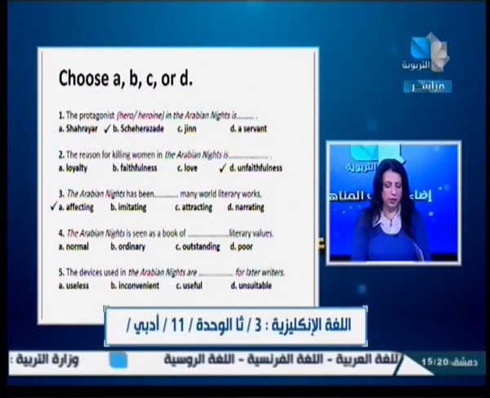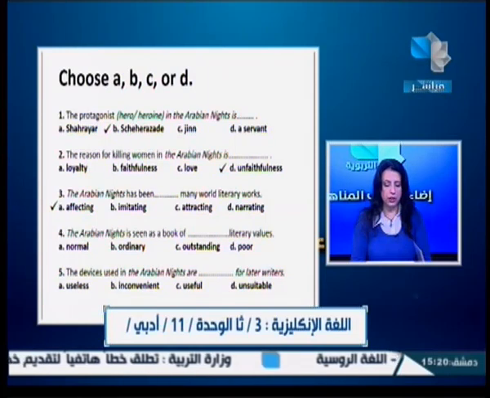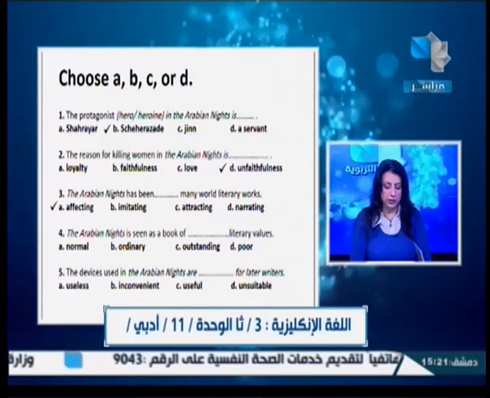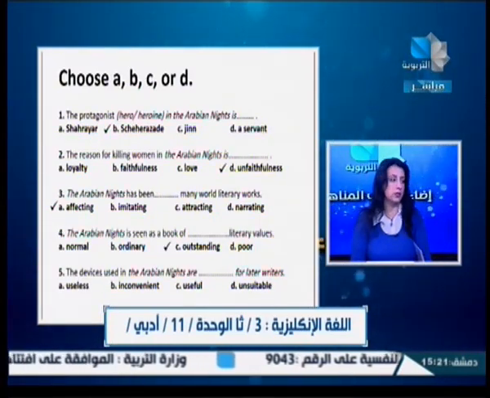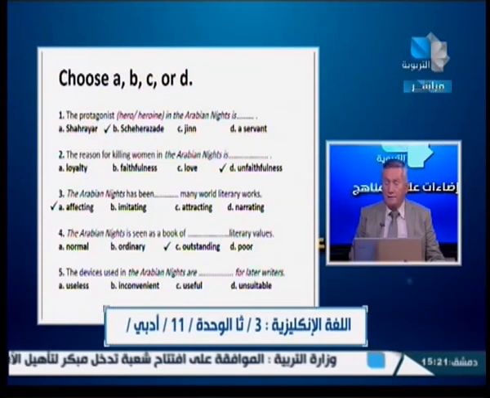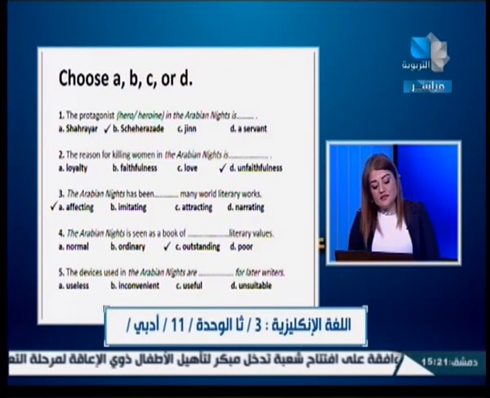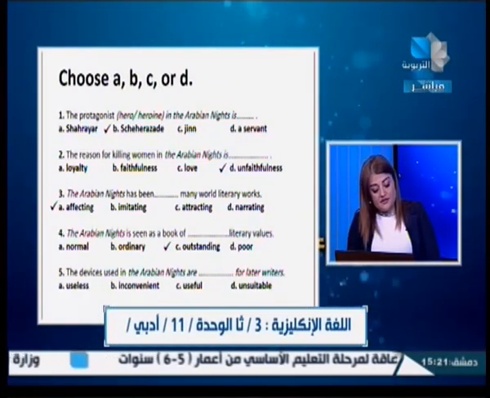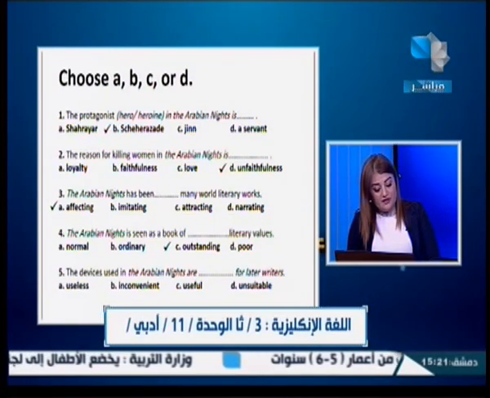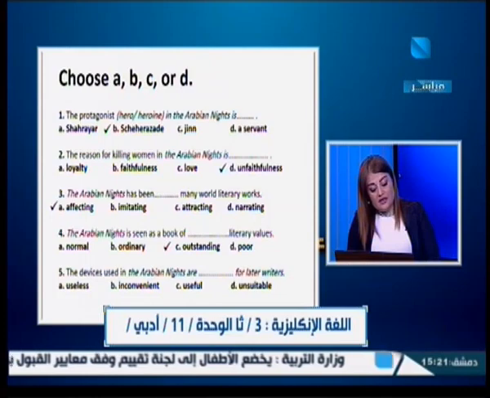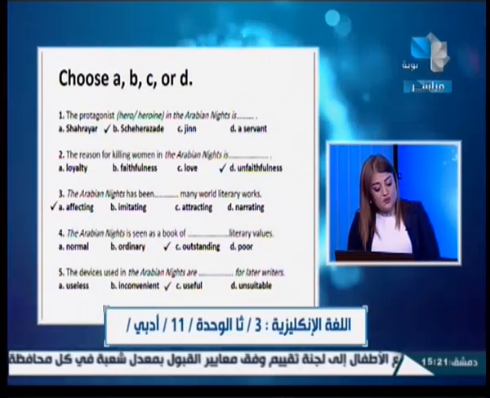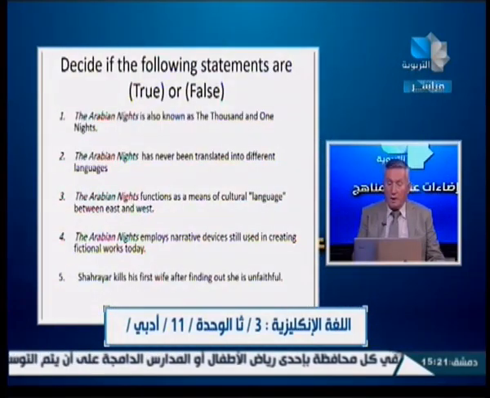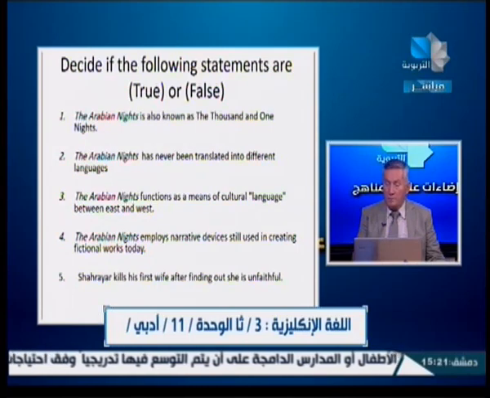Number 4, the Arabian Nights is seen as a book of literary values: A, normal; B, ordinary; C, outstanding; or D, poor. It's C, outstanding. It was extraordinary. Number 5, the devices used in the Arabian Nights are for later writers: A, useless; B, inconvenient; C, useful; or D, unsuitable. Of course, the devices were useful for many writers. Now, write true or false.